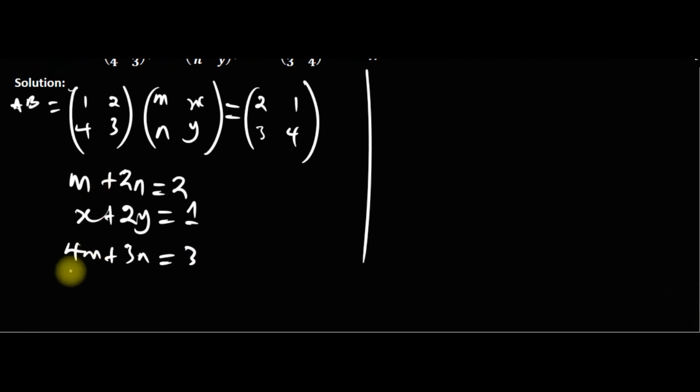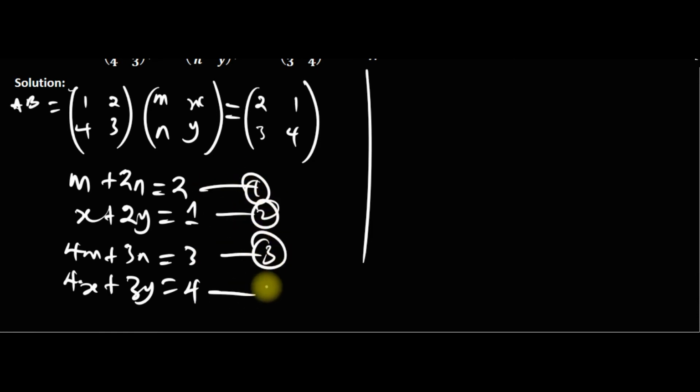Finally, this row again will multiply the second column, which is 4 times x is 4x plus 3 times y is 3y. Must give us 4. So we have equations 1, 2, 3, 4. We are going to solve this simultaneously. So this m and n, we solve equation 1 and 3 simultaneously.